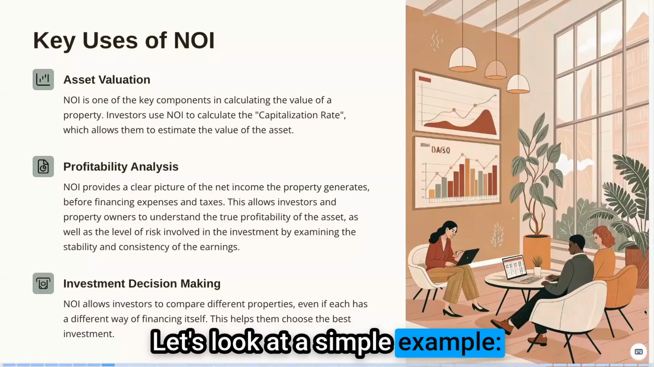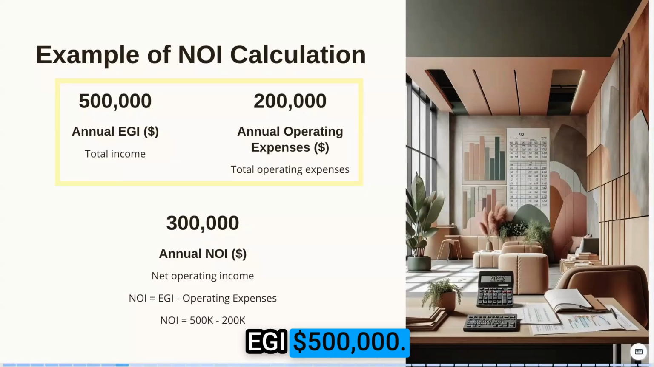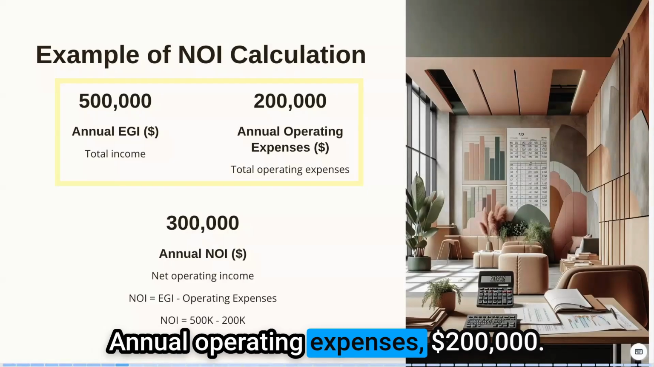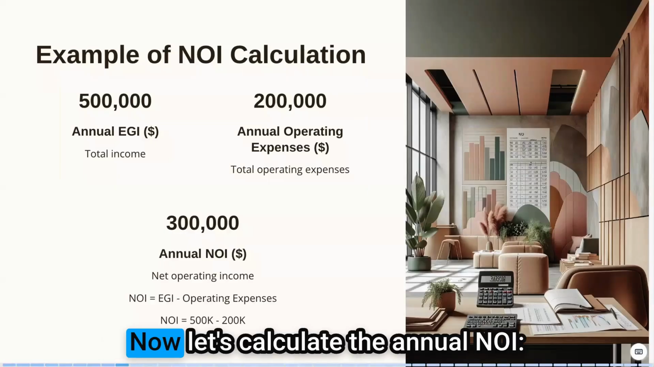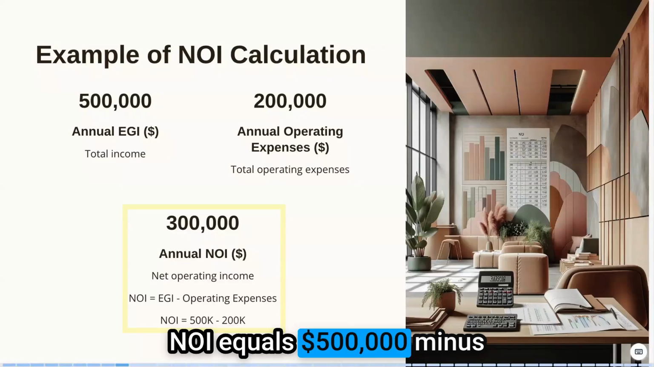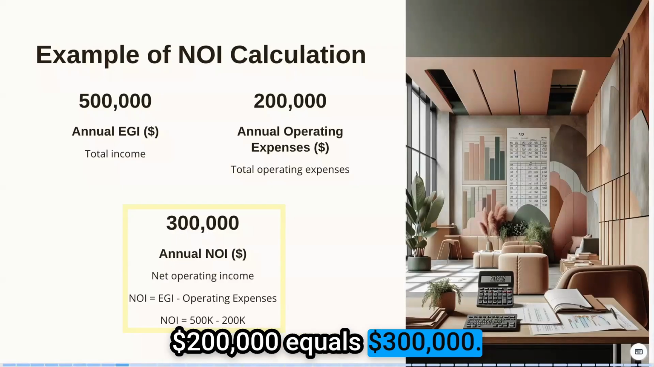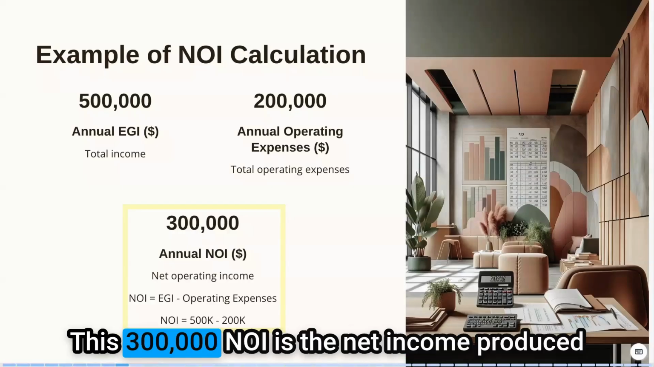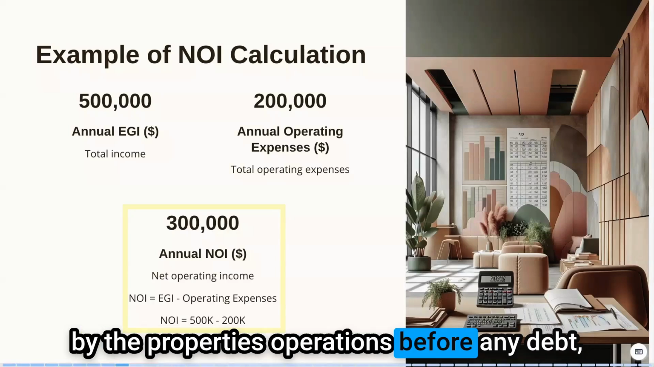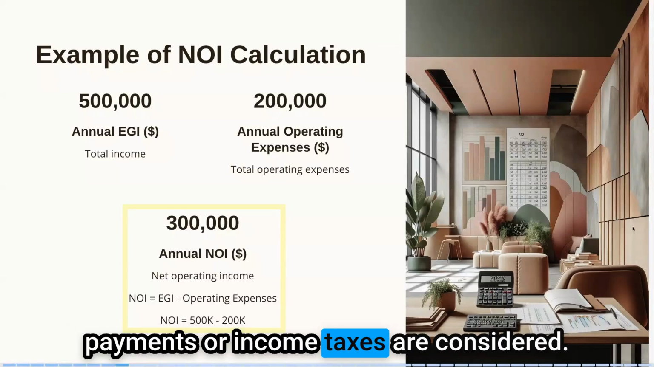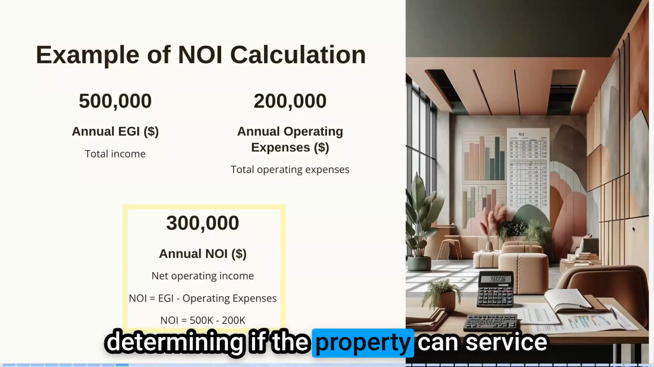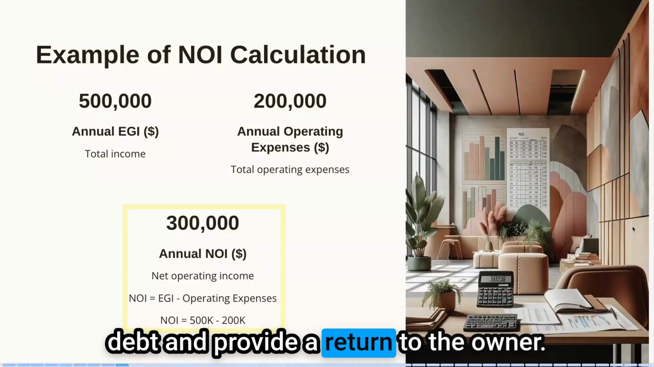Let's look at a simple example. EGI, $500,000. This is the total actual income collected. Annual operating expenses, $200,000. Now, let's calculate the annual NOI. NOI equals $500,000 minus $200,000 equals $300,000. This $300,000 NOI is the net income produced by the property's operations before any debt payments or income taxes are considered. It's a critical figure for valuation and for determining if the property can service debt and provide a return to the owner.